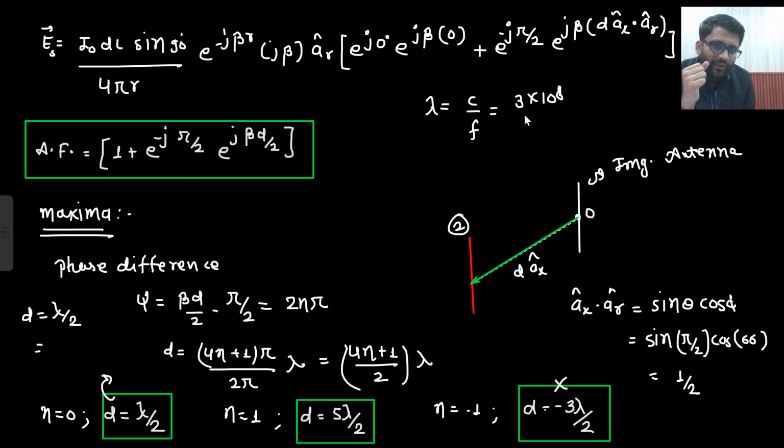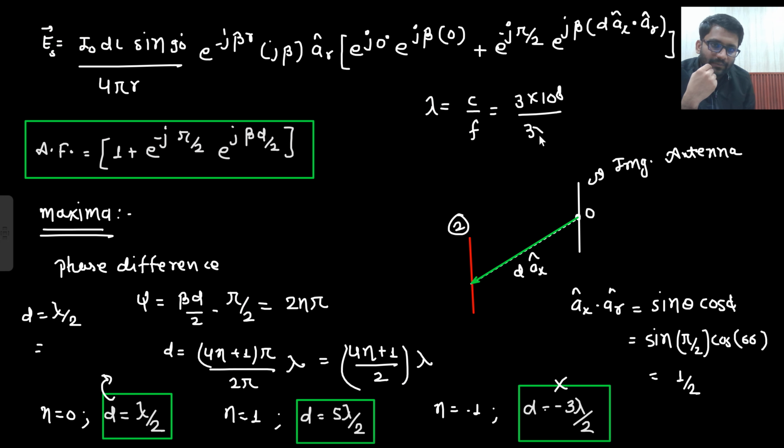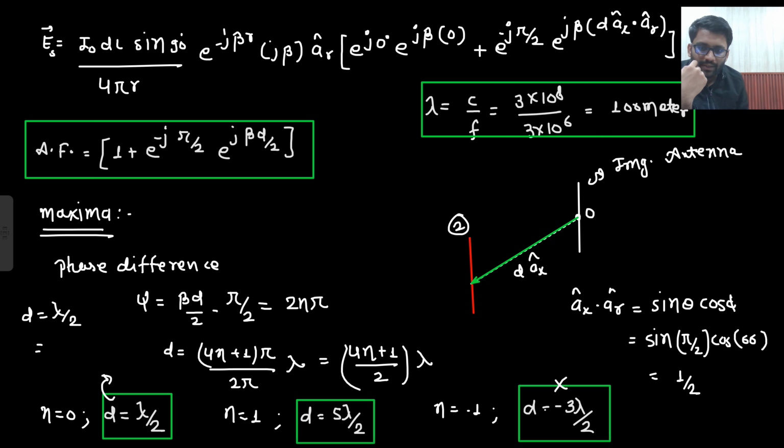So 3 into 10 to the power 8 divided by F. F is 3 into 10 to the power 6. So lambda is 100 meter. Lambda is 100 meter. Okay, this is your lambda. So what is the answer you are getting here? 100 by 2. So from here D is coming out to be 50 meter.